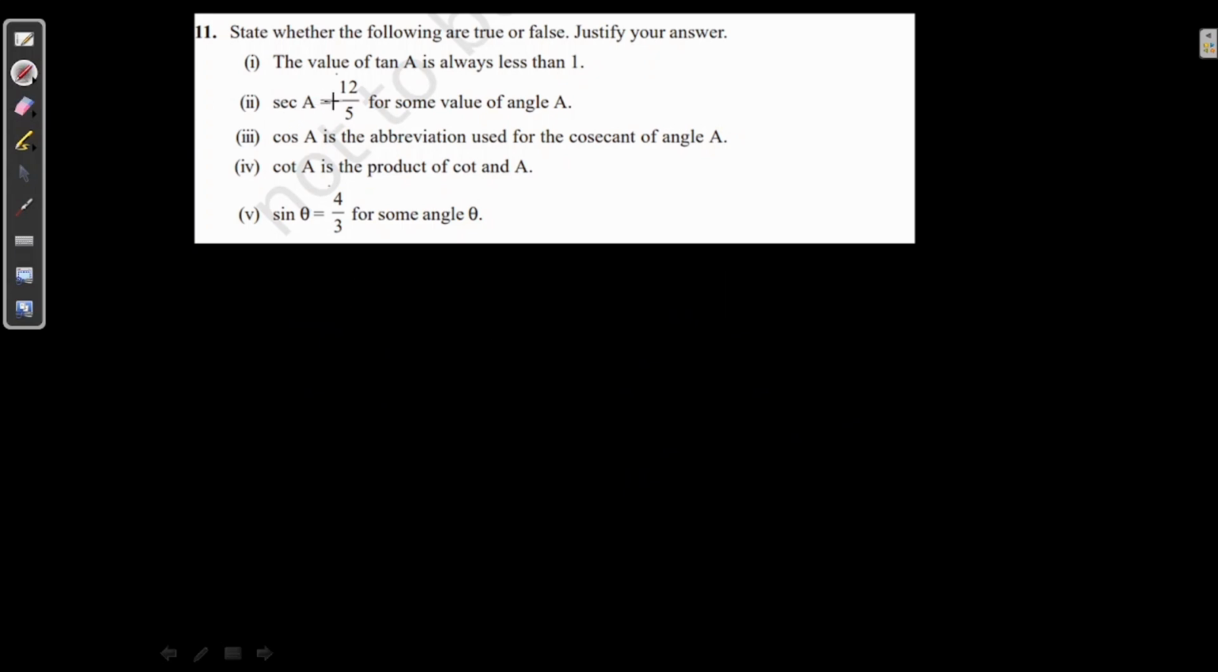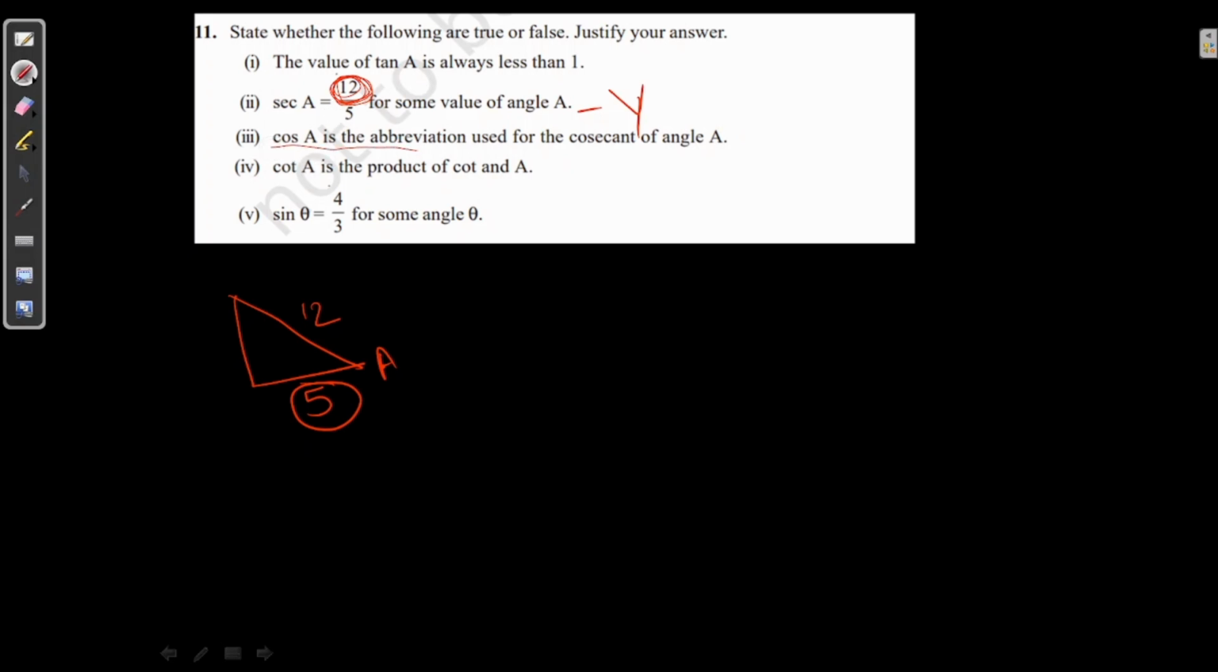Then second, sec A is 12 by 5 for some value of angle A. Is it correct or not? Just imagine, that is angle A. What is sec theta? Opposite of cos. Cos is B by H. Sec is H by B. It can be 12, it can be 5. Yes, hypotenuse is bigger than base. That is quite correct. So the answer is yes. Hypotenuse is always bigger than base, and the value in the numerator is representing hypotenuse, which is bigger than base. So that answer is correct.